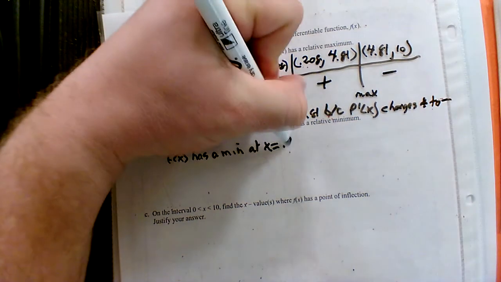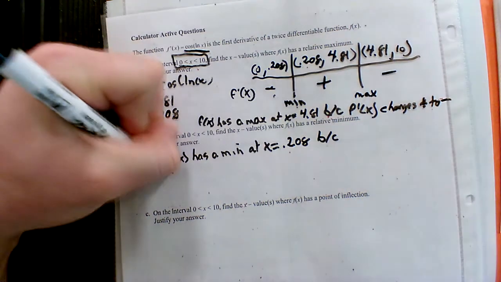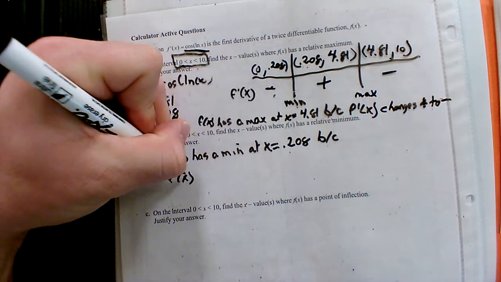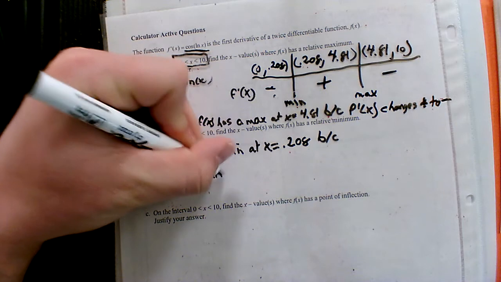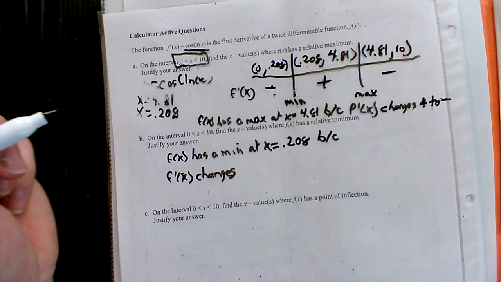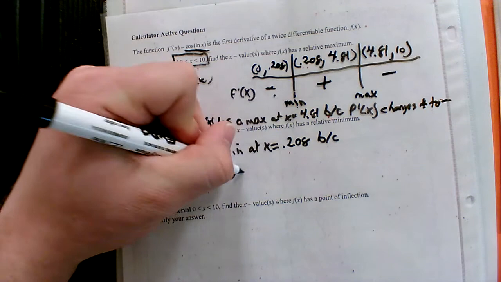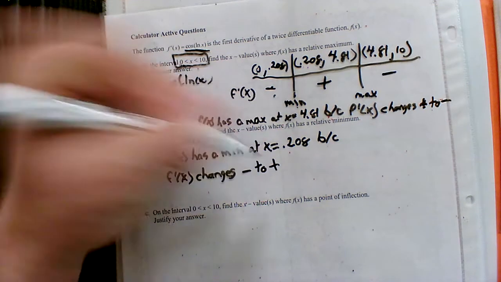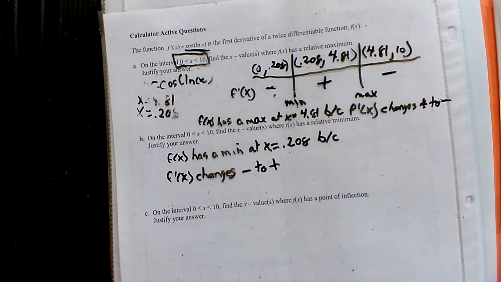Yeah, 0.21 or 0.208, however you rounded. Because f prime of x changes what? Negative to positive. You stole that one from Stevie that time.